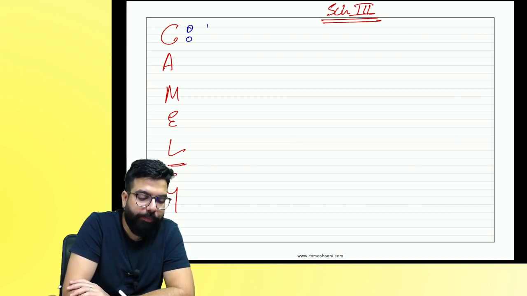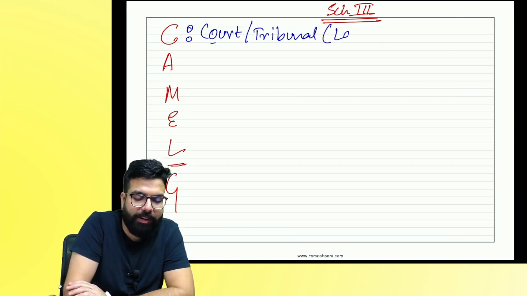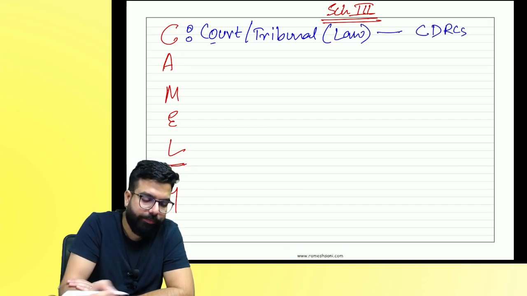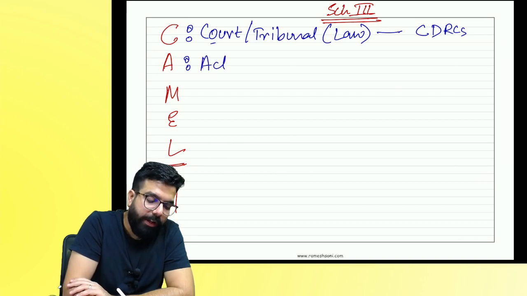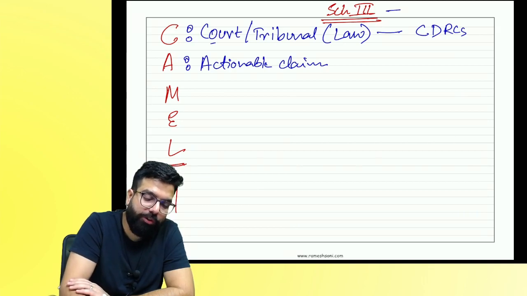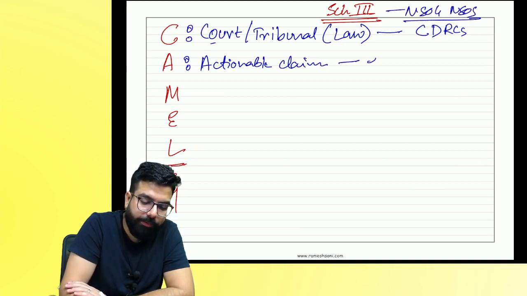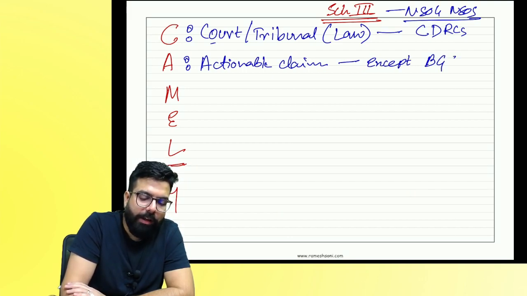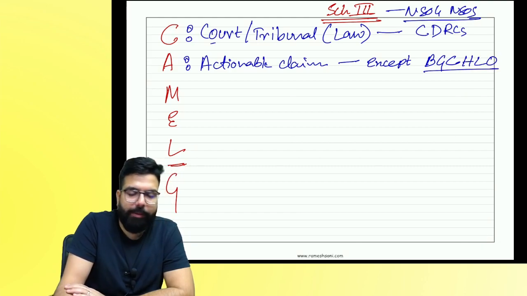Number one, C for court or tribunal. Which tribunal? Court or tribunal established under law, including CDRCs. A for actionable claims are neither supply of goods nor supply of service. But except which one? Except betting, gambling, casino, horse racing, lottery, online gaming.